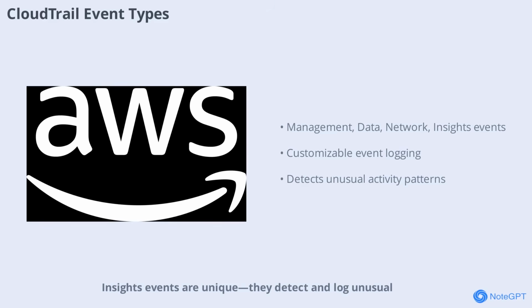Insights events are unique. They detect and log unusual patterns in API call rates or error rates, helping you identify and respond to potential security incidents or operational issues. Each event type is recorded in a standardized JSON format, making it easy to analyze and integrate with other tools. By configuring which events to log, you can tailor CloudTrail to your organization's security and compliance needs.